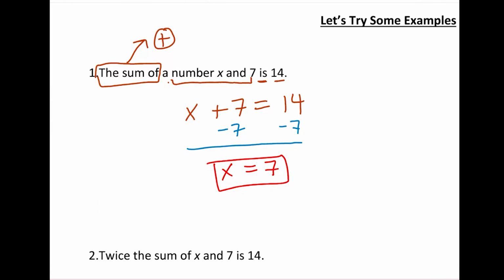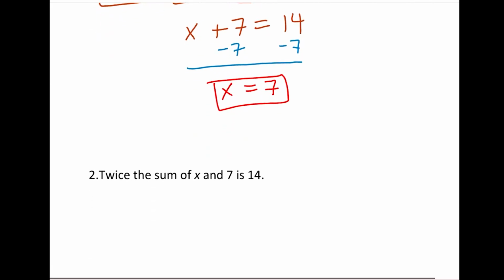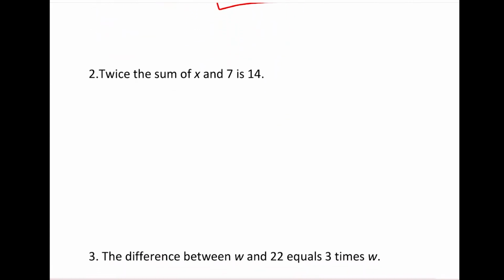Sometimes the questions just ask you to set it up also. Like, if it's a multiple choice question, it might say something like, which of the following is an expression that could represent this scenario? All right, number 2, twice the sum of x and 7 is 14.